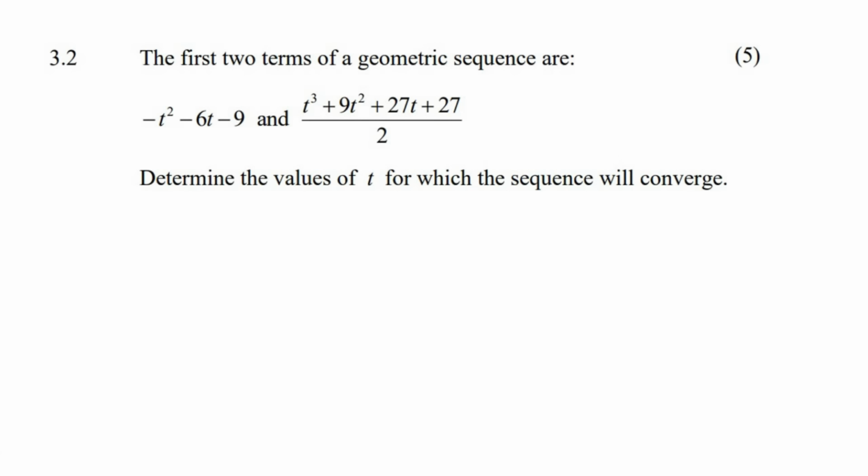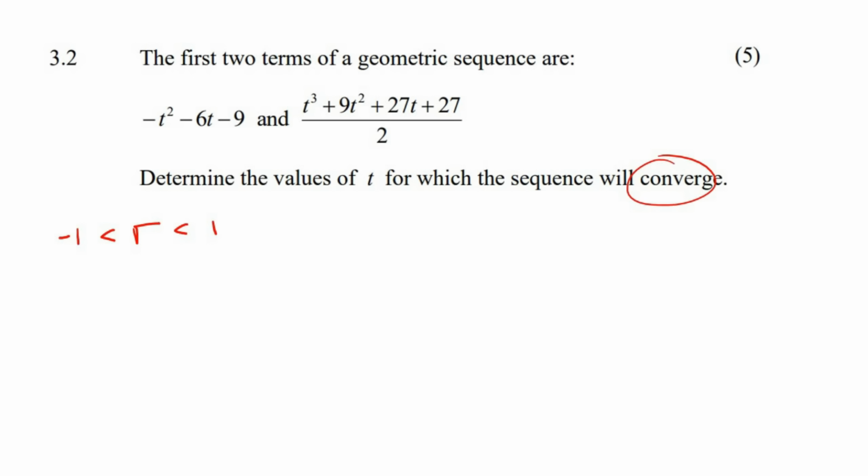This question says that the first 2 terms of a geometric sequence are that and that. Then it says determine the value of t for which the sequence will converge. When they ask where a sequence will converge, you need to remember that this is when the ratio is between -1 and +1. That is just something you must remember. That is what converge means.